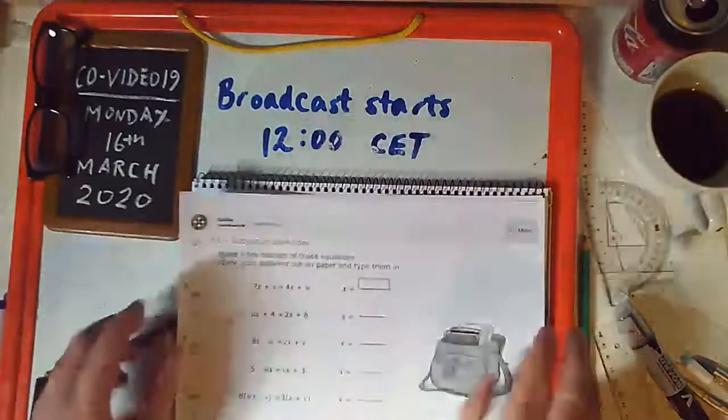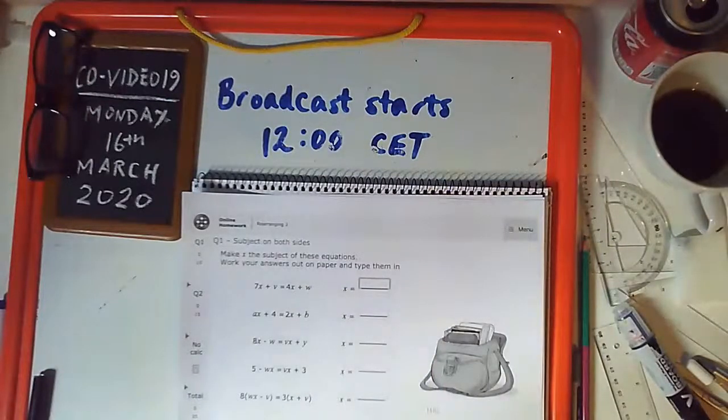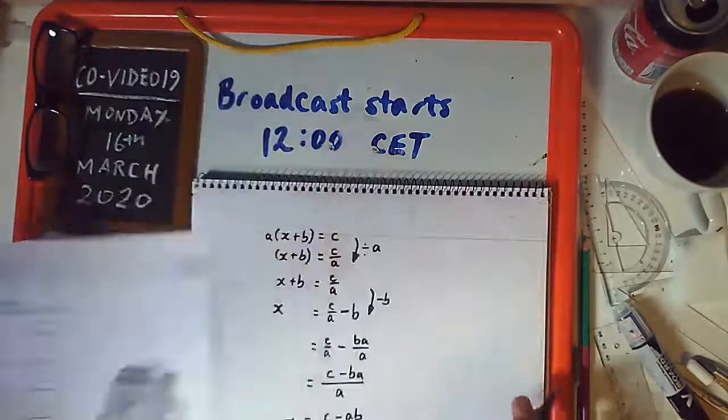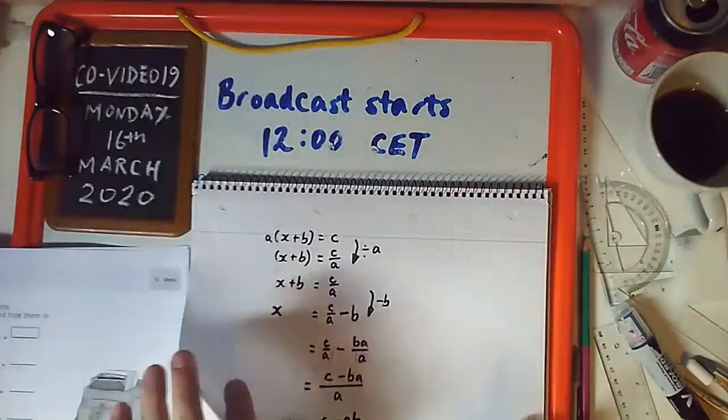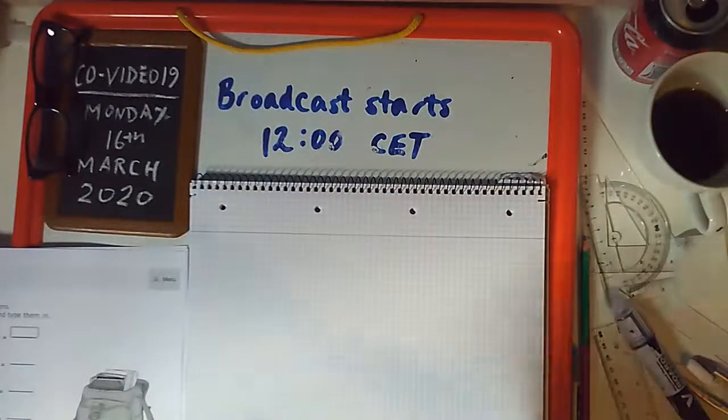Okay, so next bit, rearranging 2. I've set this for the MYP2s and the MYP3s. Subject on both sides. Let's just get a fresh piece of paper.